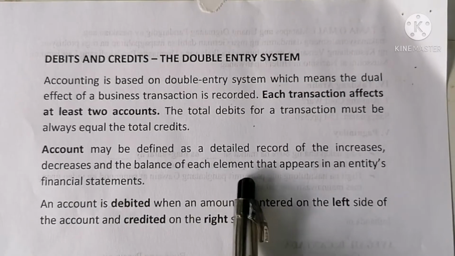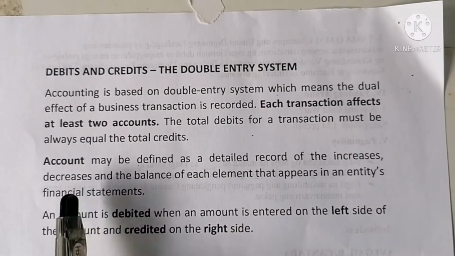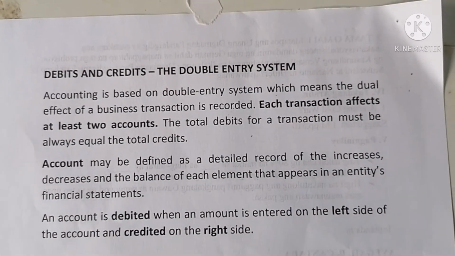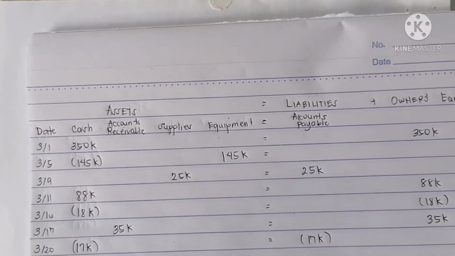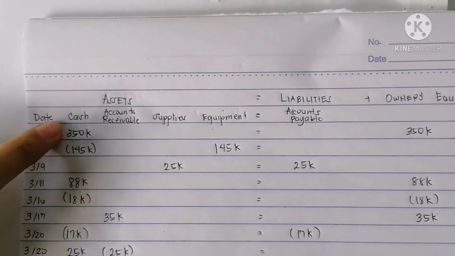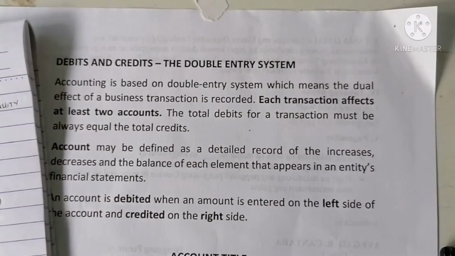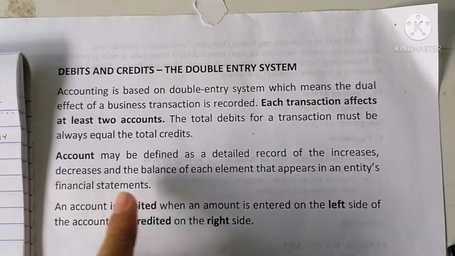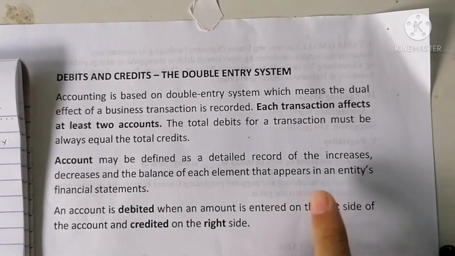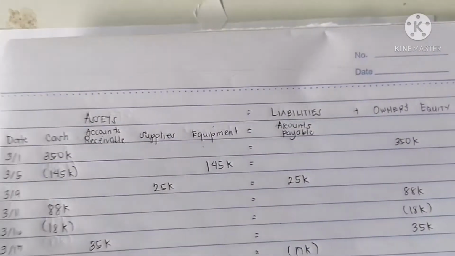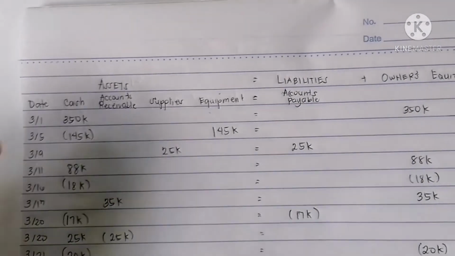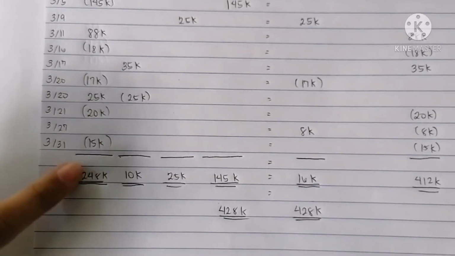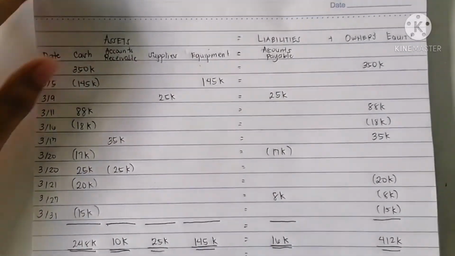An account may be defined as a detailed record of the increases, decreases, and the balance of each element that appears in an entity's financial statements. So here's an example of an account. Our first account title here is the cash. So as you can see, in this portion, we can see the increase, decrease, and the balance of the particular account title, which is the cash.